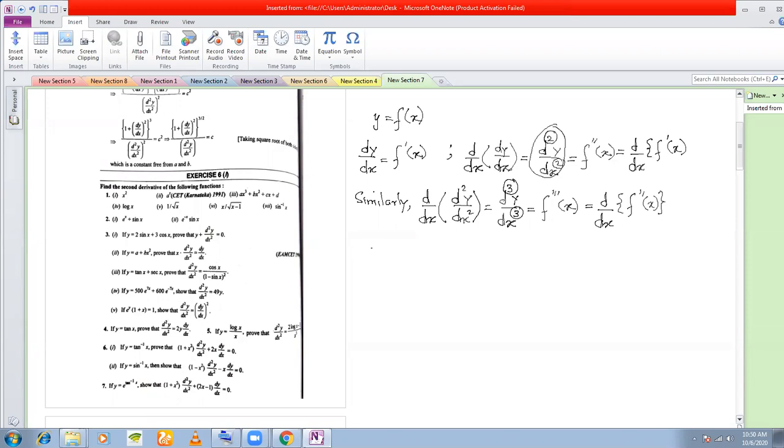Next, you have d/dx of d3y/dx3, which we write as d4y/dx4, is equal to f quadruple dash x, is equal to d/dx of f triple dash x. Next, if I want to find out higher orders, it will follow similarly.